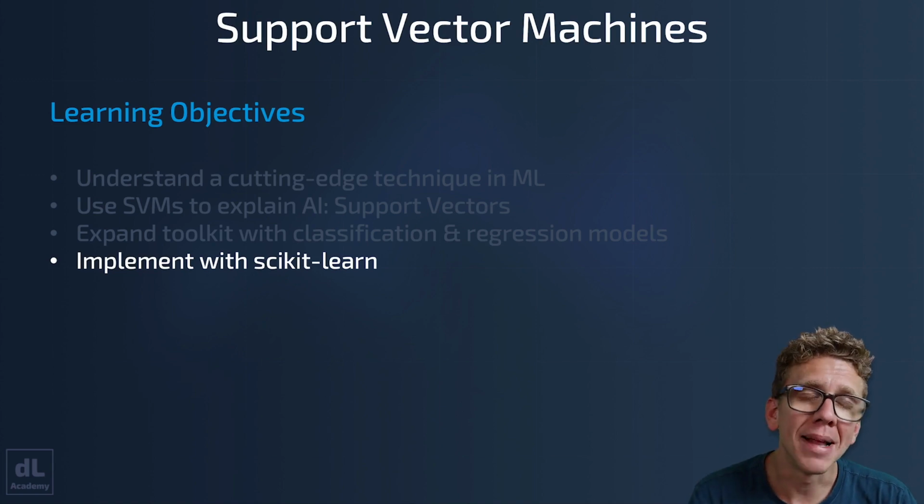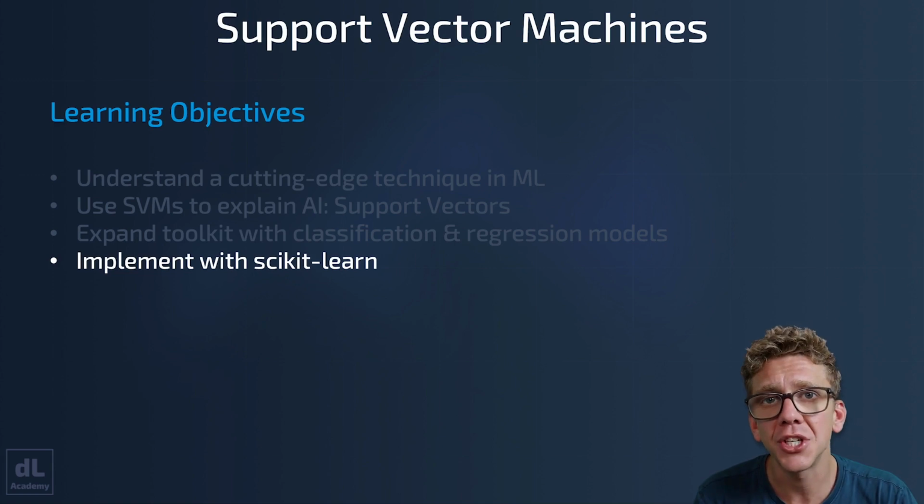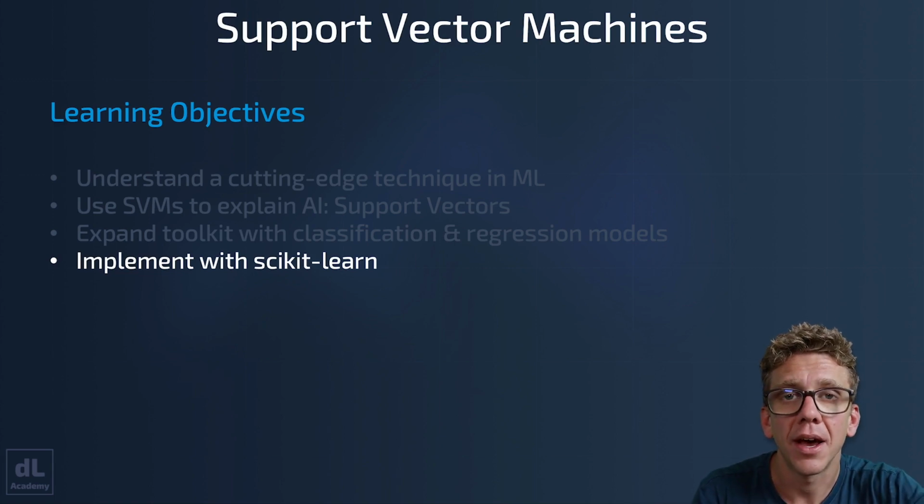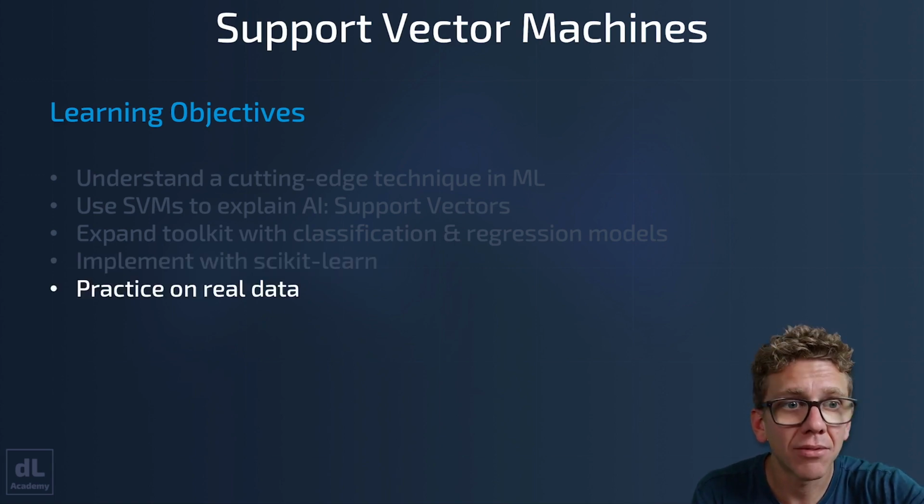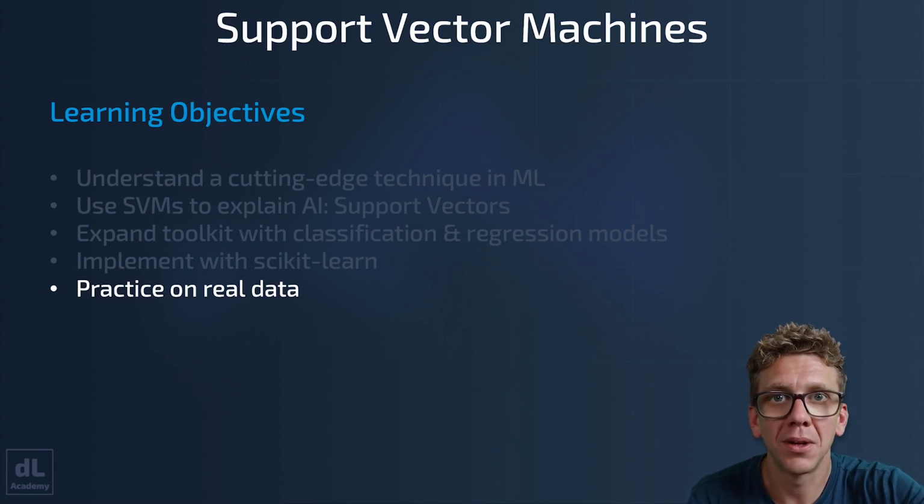Then we'll be implementing support vector machines with scikit-learn, a very good implementation, very fast, and we'll inspect some of the attributes, some of the parameters that need to go into this model using scikit-learn, and of course we'll be flexing the machine learning algorithm on real world data.